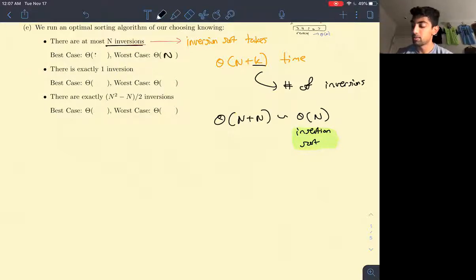The worst case makes sense why it's theta of n, because insertion sort takes theta of n. But for the best case, it seems to me, what if we can do better than theta of n? I'm going to make the claim right now that we cannot do better than theta of n, just by the problem description.